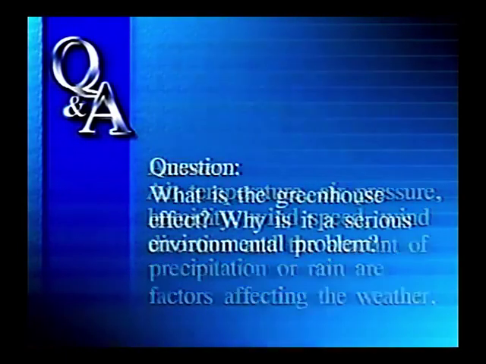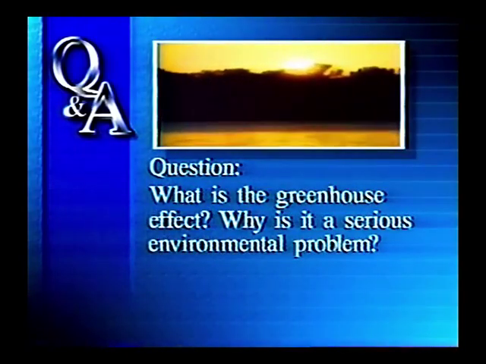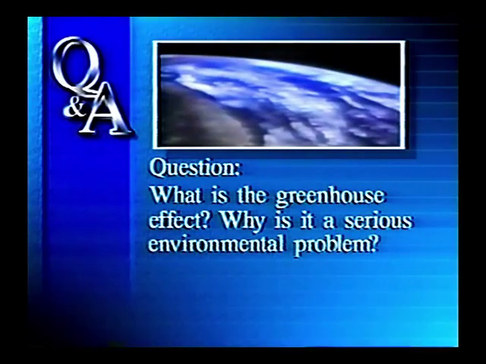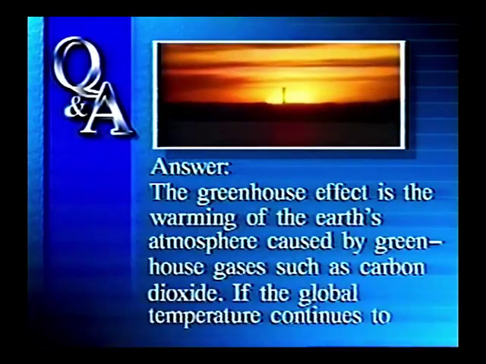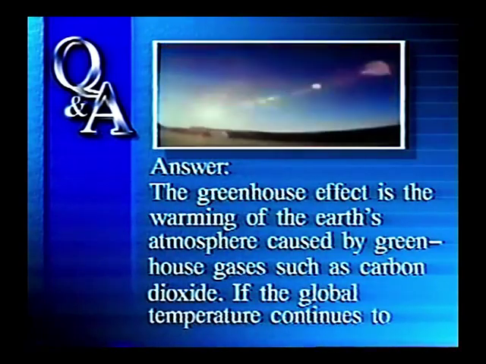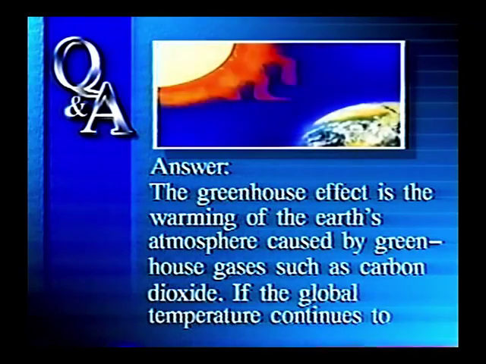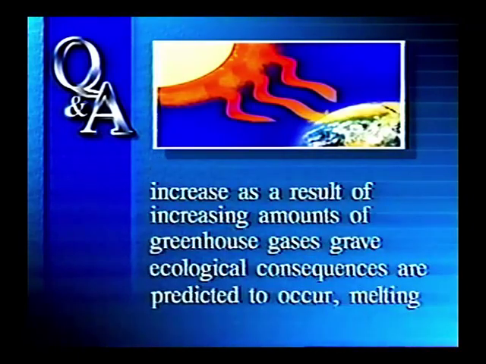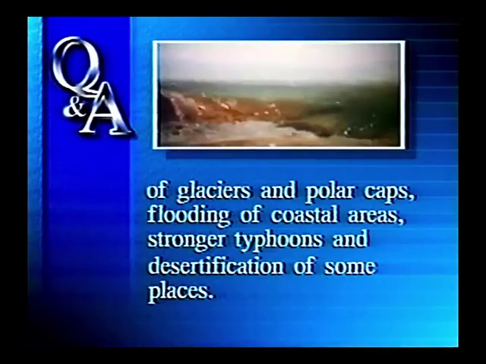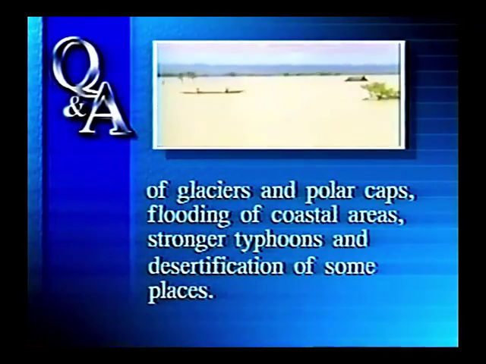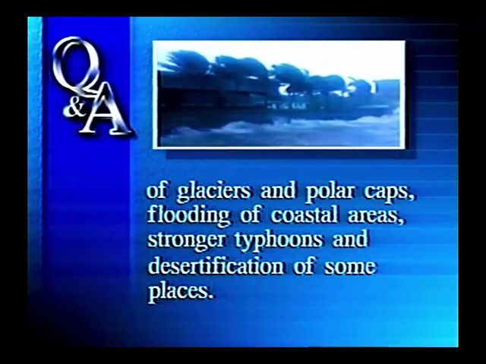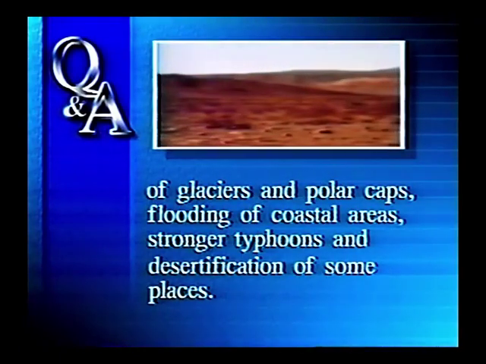Question: what is the greenhouse effect? Why is it a serious environmental problem? Answer: the greenhouse effect is the warming of the Earth's atmosphere caused by greenhouse gases such as carbon dioxide. If the global temperature continues to increase as a result of increasing amounts of greenhouse gases, grave ecological consequences are predicted to occur: melting of glaciers and polar caps, flooding of coastal areas, stronger typhoons, and desertification of some places.